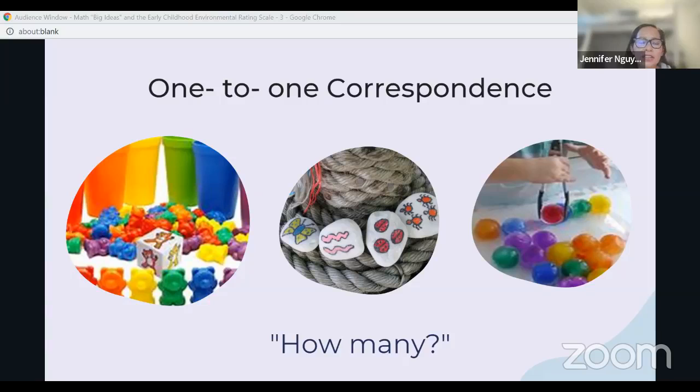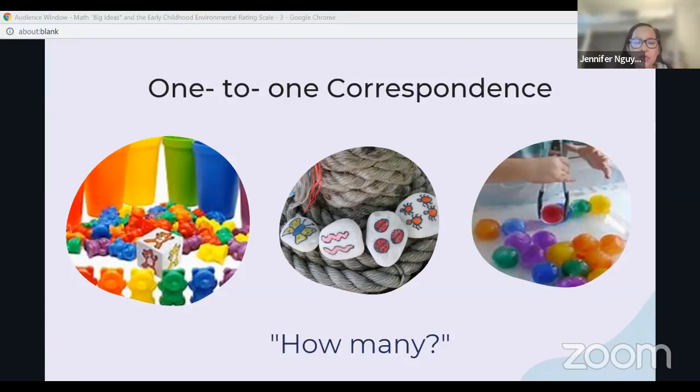So teachers in the learning environment often are asking, how many? How many do you have? How many do you see? How many do you want? So one-to-one correspondence is simply the skill of counting one object at a time and assigning each object a number.